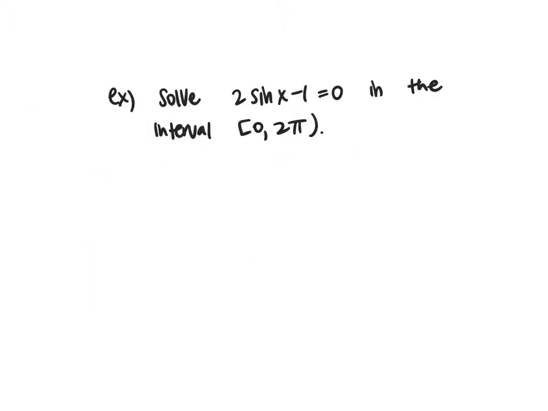Here's an example. It says to solve 2 sine of x minus 1 equals 0 in the interval 0 to 2 pi. Because it says in the interval, you want all the answers in a specific region. This is going to be the specific case where you just solve for all the values that fall in that category. So 2 sine of x minus 1 equals 0. I went ahead and added 1 and divided by 2. So I got sine of x equals positive 1 over 2.